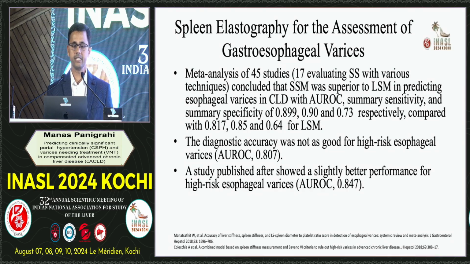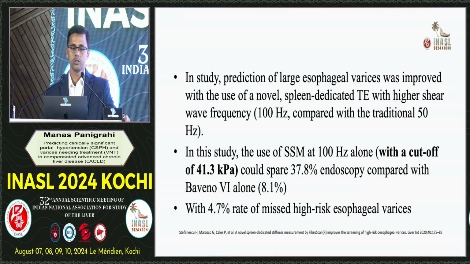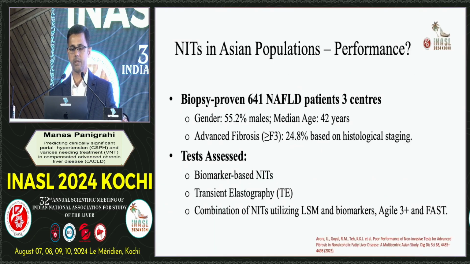So can spleen elastography be used for assessment of gastroesophageal varices? Yes, a lot of meta-analyses show a good correlation between SSM and gastroesophageal varices with good diagnostic accuracy and good AUROC score. So in a recent study they have shown prediction of large esophageal varices was improved with this novel spleen dedicated probe, and in this study they have used SSM at 100 Hz alone, and they have given a cutoff of 41.3 with 4.7% rate of missed high risk varices only. So it is acceptable, less than 5% only.